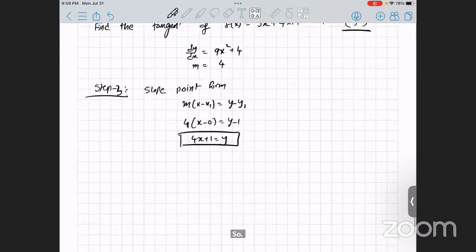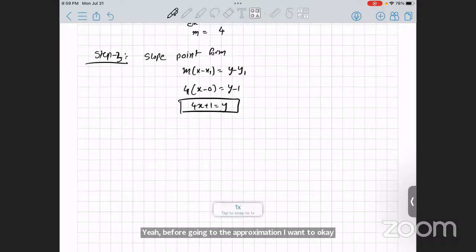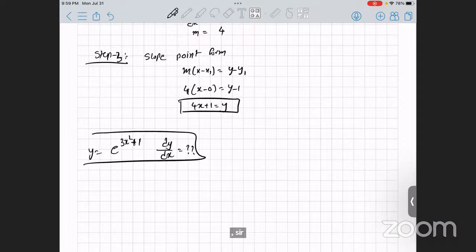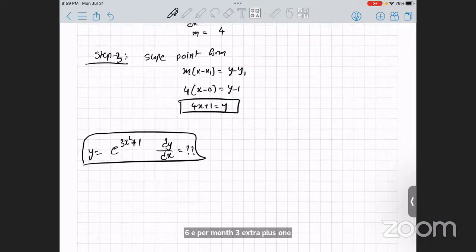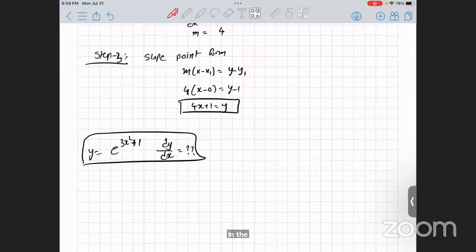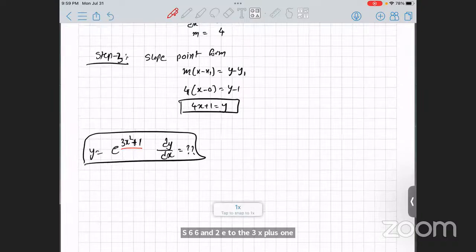Before going to the approximation, do you know how to find dy by dx of e power 3x square plus 1? Yes, sir. 6 e power 3x square plus 1. Are you sure? Use the chain rule. No, sir. Sir, 6x into e to the power 3x plus 1.